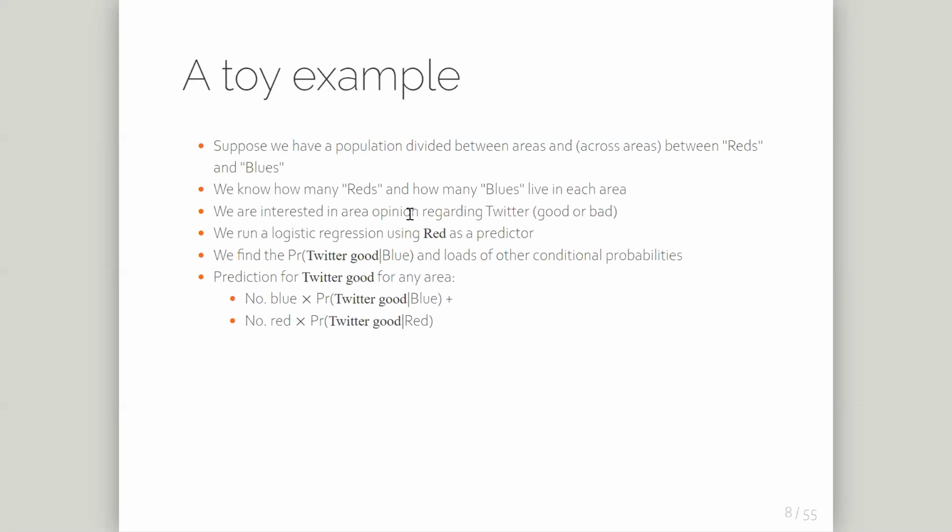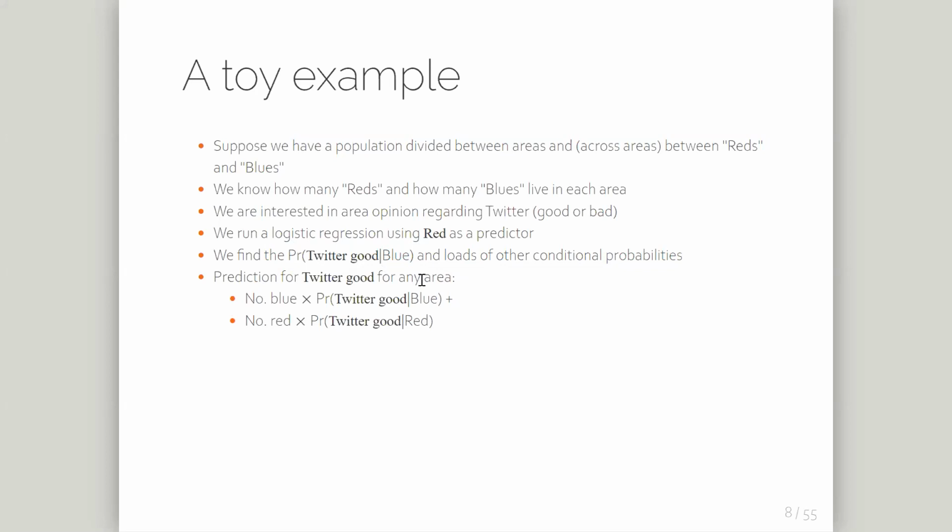We run some kind of logistic regression using color, in this case, as a predictor. And then once we've got that, all we're interested in are the probabilities of thinking Twitter is good, given that the respondent is blue or red. And we just end up multiplying the number of individuals who are blue in any given area times their probability of thinking that Twitter is good.